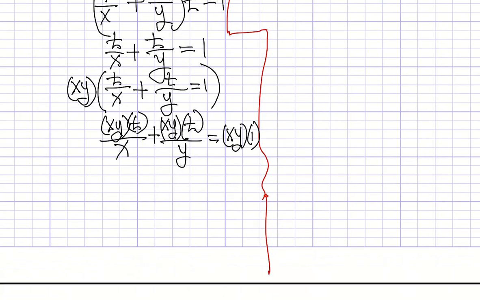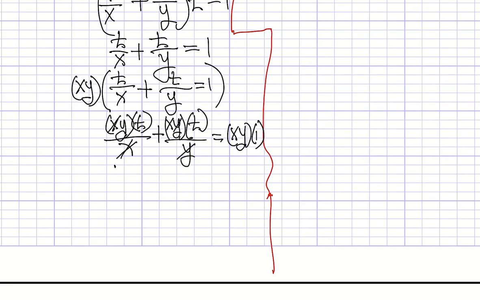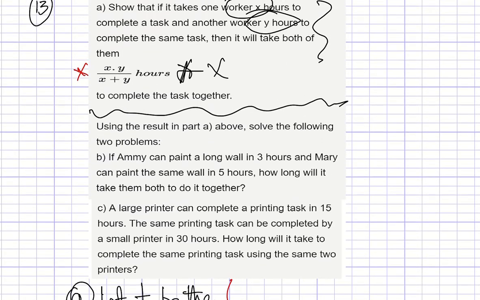Now we'll simplify that. Notice that this will cancel that, and this will cancel that. Then what do you get? You get T, Y, nothing over, because we cancel that out. We'll get T, because T is time, times Y plus T X equals X, Y. You see that, right? That's what we were trying to arrive at.